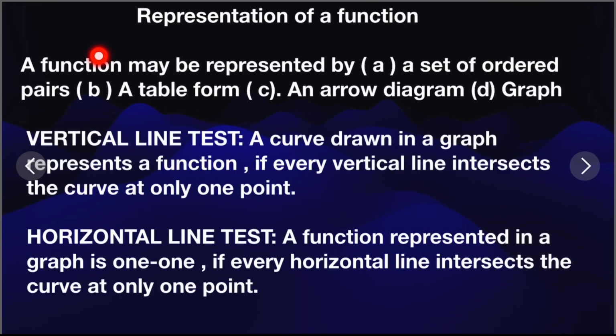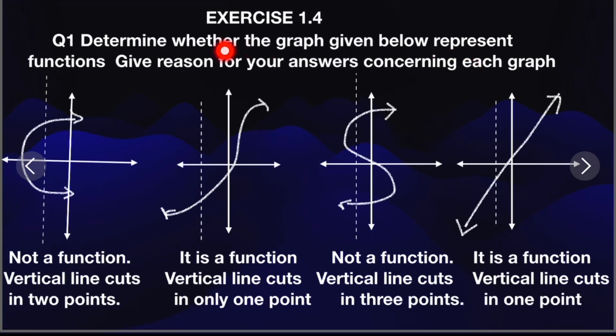A function may be represented by a set of ordered pairs, a table form, an arrow diagram, or a graph. Vertical line test: a curve drawn in a graph represents a function if every vertical line intersects the curve at only one point. We'll do sums on this, it will become more clear. Horizontal line test: a function represented in a graph is one-to-one if every horizontal line intersects the curve at only one point. Okay. Let's go to the exercise.